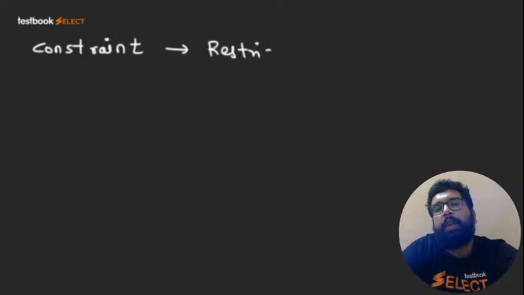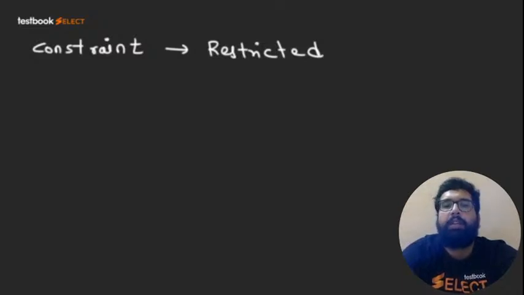What do you mean by constrained? So constrained means, what is the meaning of this constraint? Constraint means restricted. Now, if we restrict some motion in a way that it always happens in a particular manner.